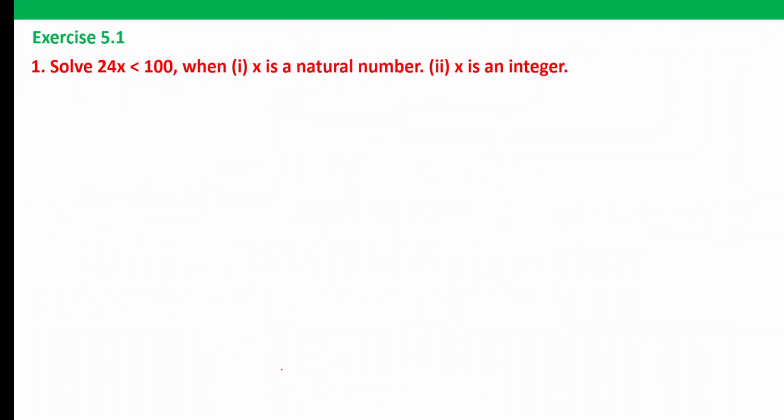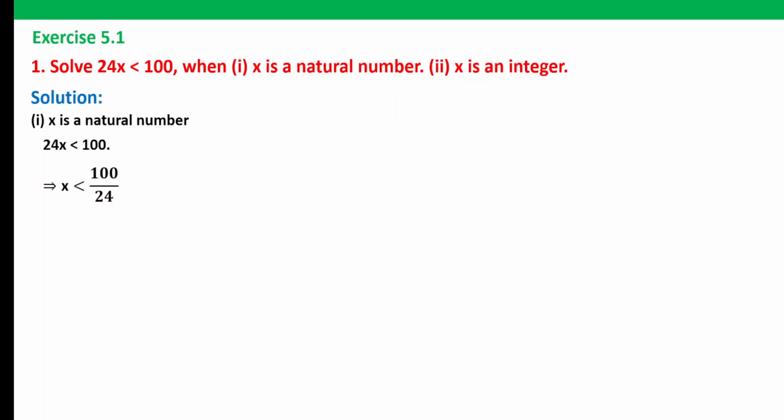Exercise 5.1. Solve 24x less than 100 when x is a natural number. Second one, when x is an integer. Solution. When x is a natural number, 24x less than 100.